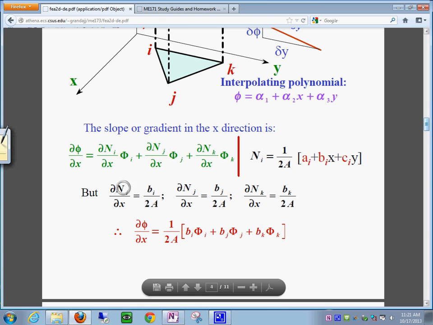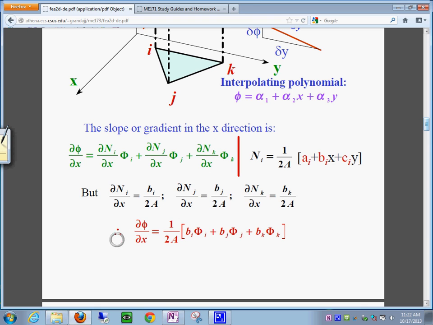So in this case, we know that the derivatives of this shape function are known because we worked them out in the example, and dN sub j dx is b sub j over 2A, and dN sub k dx is b sub k over 2A. So this is the general expression for the slope of a curve on a plane.